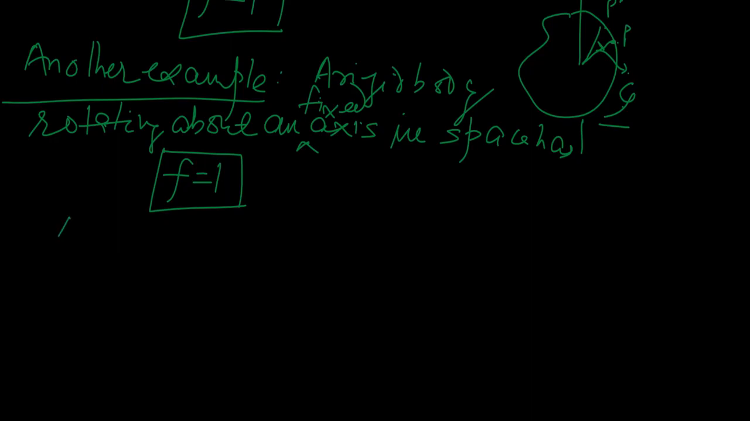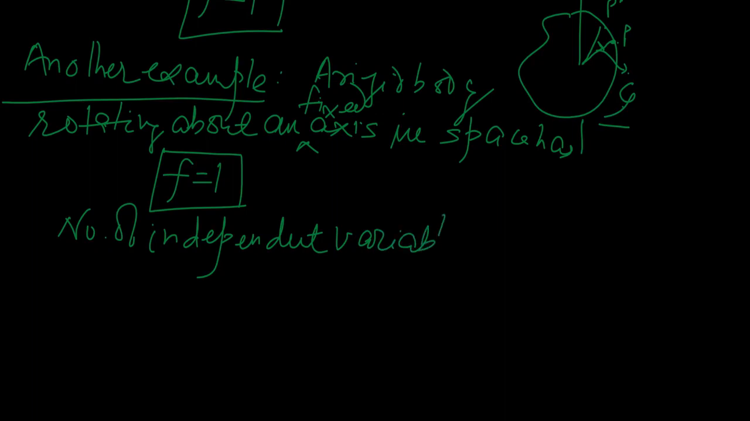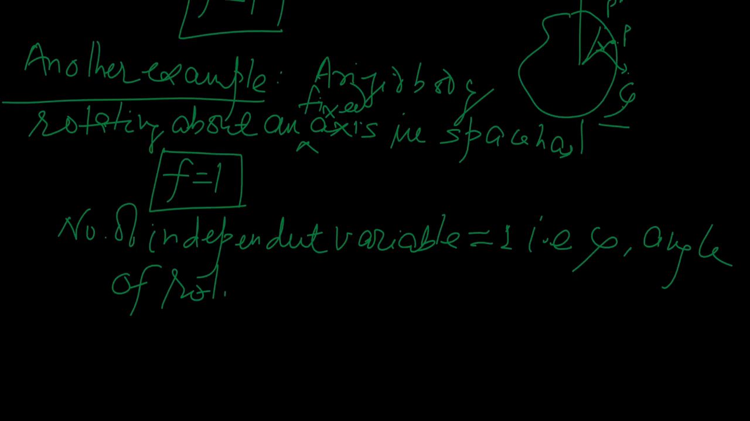So number of independent variables equal to 1, or what is that variable? That is phi, which is angle of rotation. Since only one variable is needed to describe the motion of this rigid body, so we say that its degree of freedom is 1.